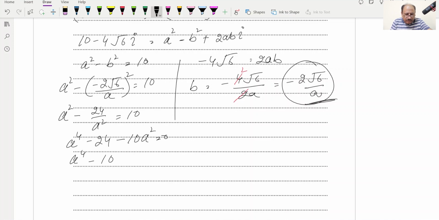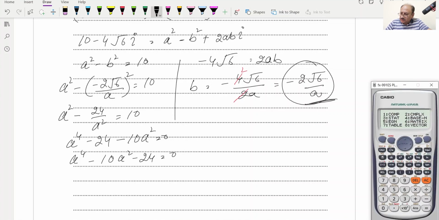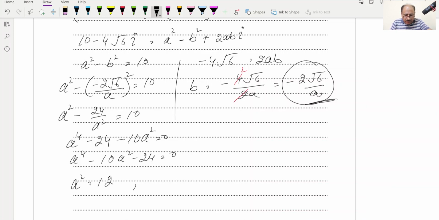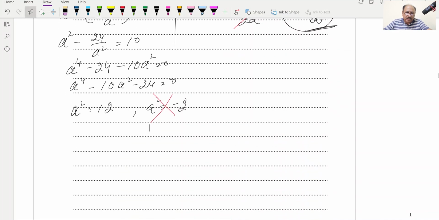And after arranging, we will get this quadratic equation in terms of a squared, and we can factorize this by factorization or the quadratic formula, and I'm using this calculator. So the coefficient of a⁴ is 1, the coefficient of a squared is minus 10, and the constant is minus 24, and this will be equal to 12 and minus 2. So a squared is equal to 12 and a squared is equal to minus 2. A square cannot be equal to minus 2. We will reject this one, and now we can proceed with a squared is equal to 12.